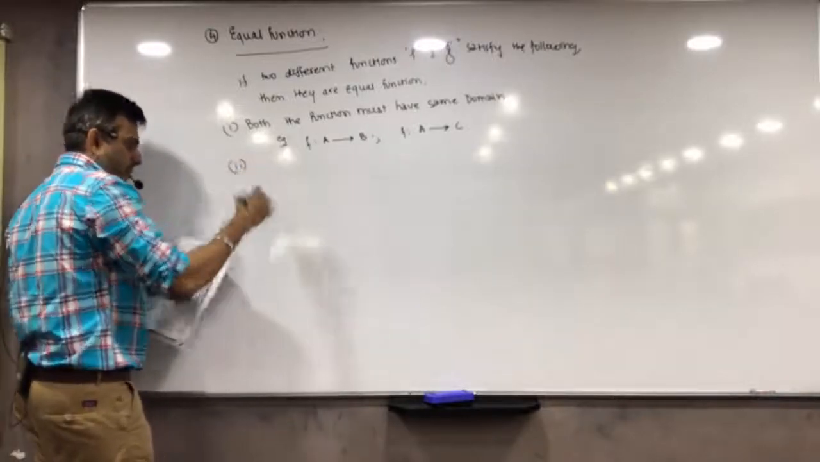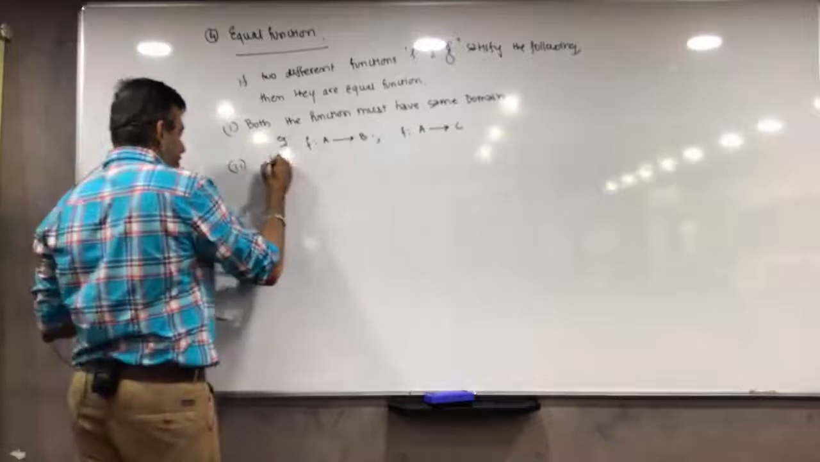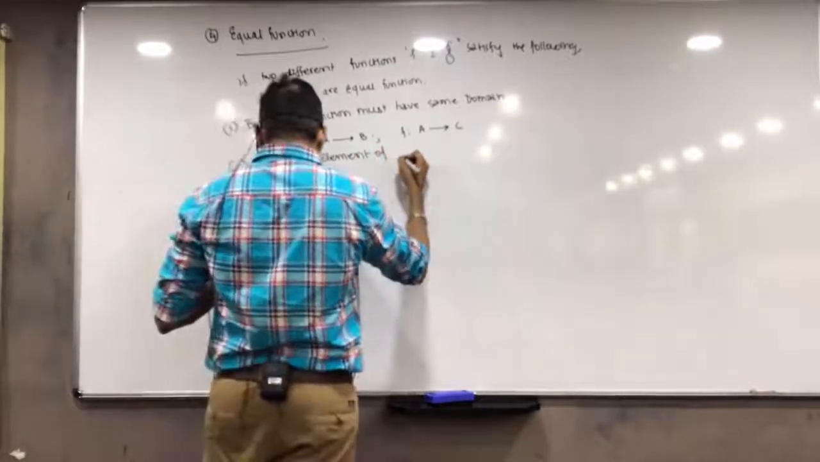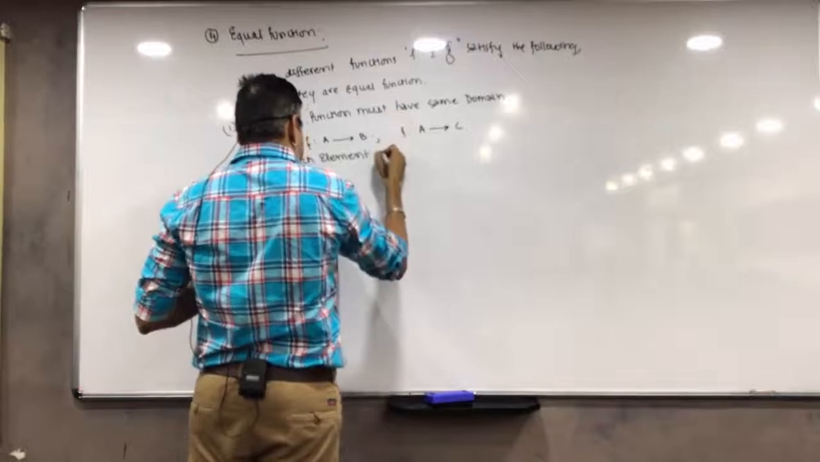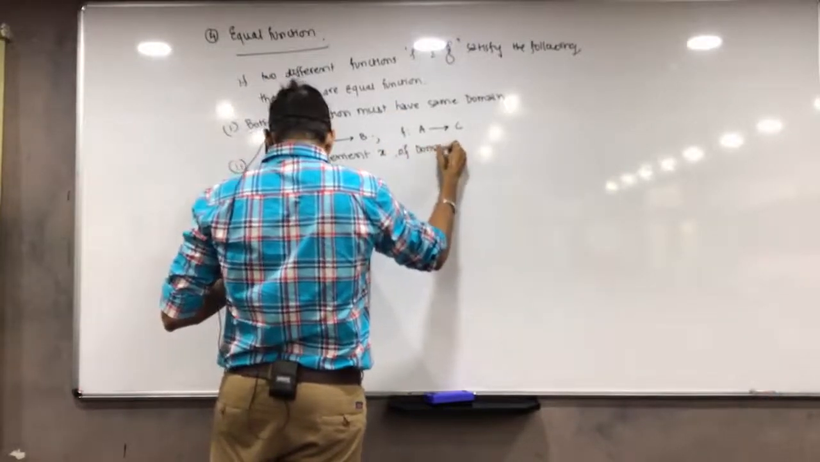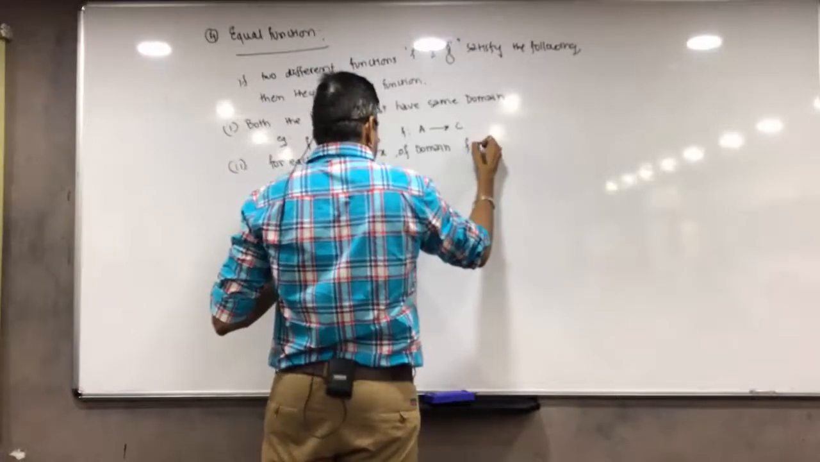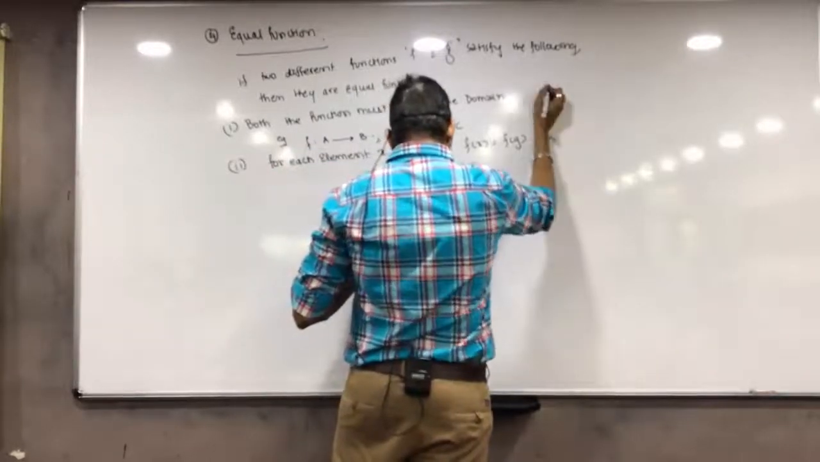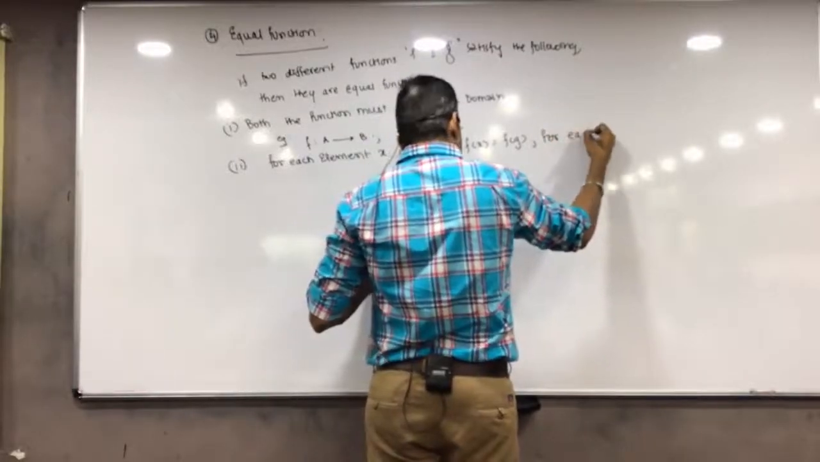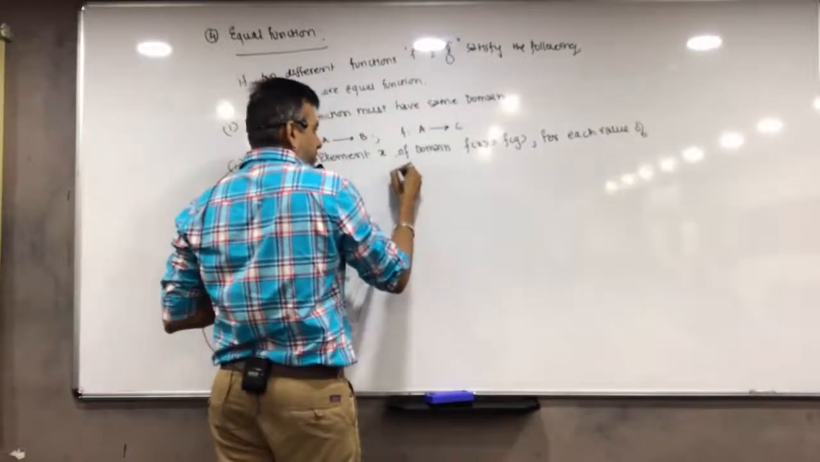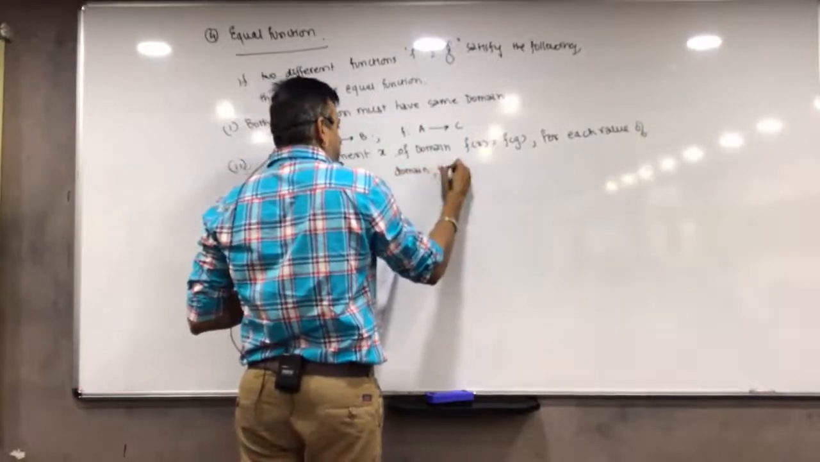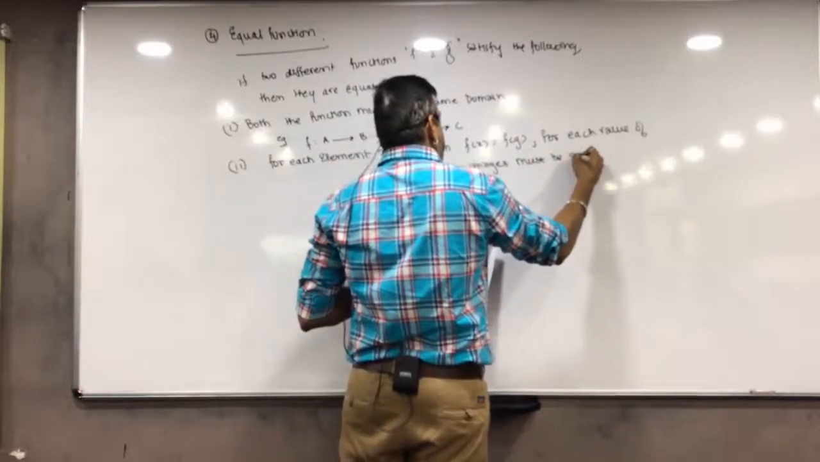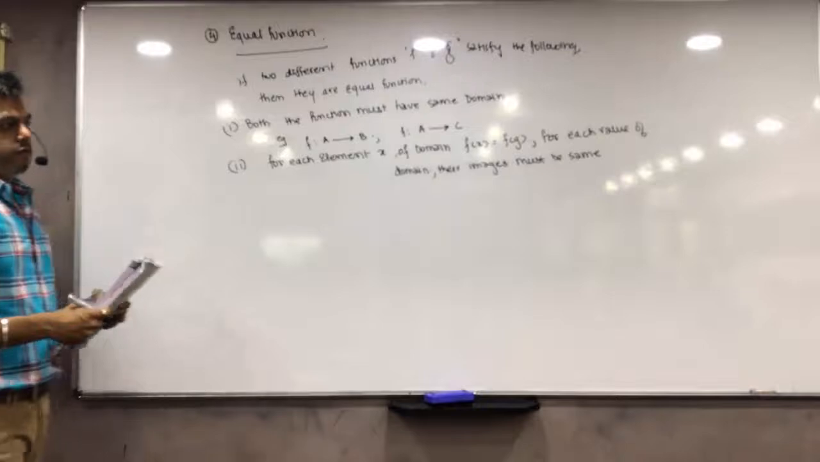Second, I'll come to the example again later. For each element x of the domain, f of x is equal to g of x. For each value of the domain, their images must be the same. Their images must be the same.